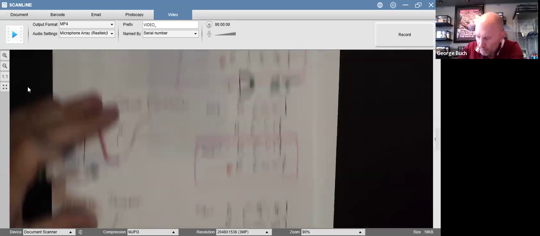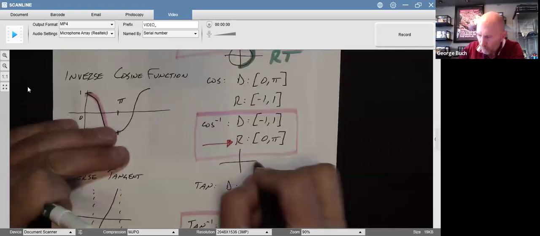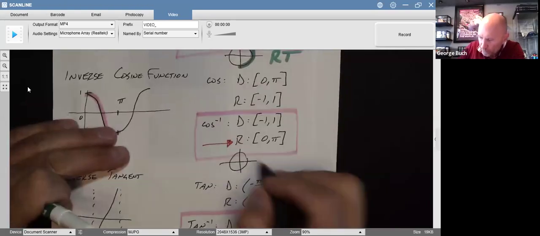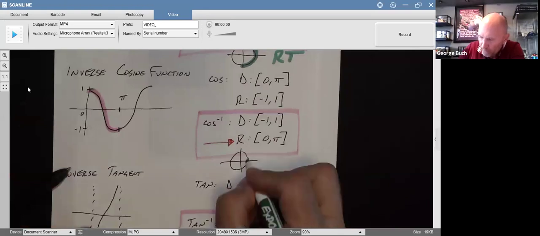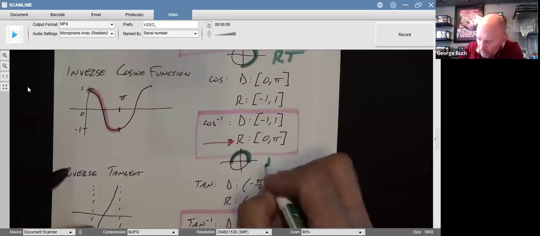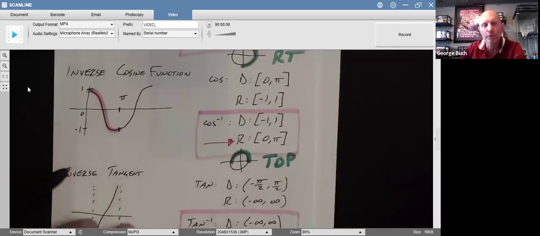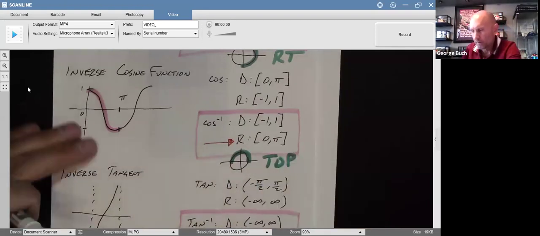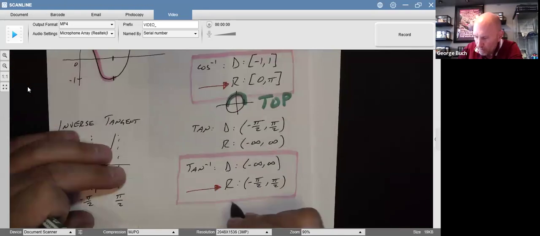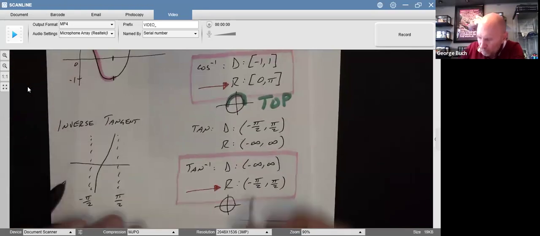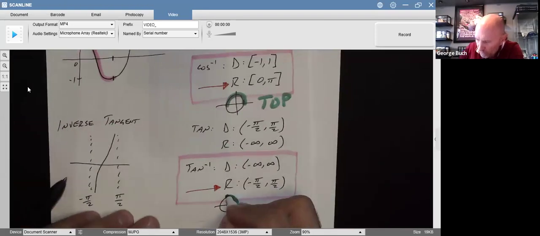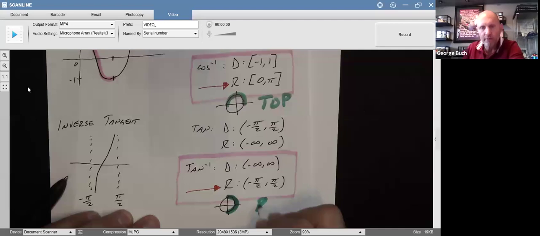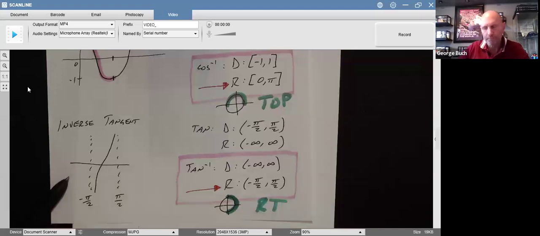For cosine, if I draw the unit circle and I'm going from 0 to pi, where on the unit circle is that? It's on the top half of the unit circle. And for tangent, if my answer has to be between -pi/2 to pi/2, that again is the right side of the circle.